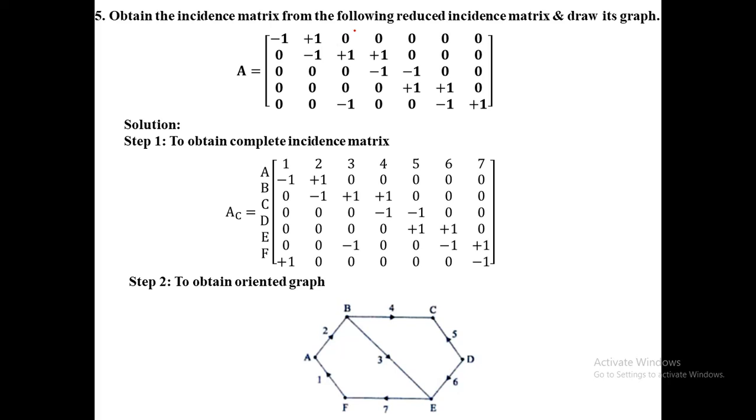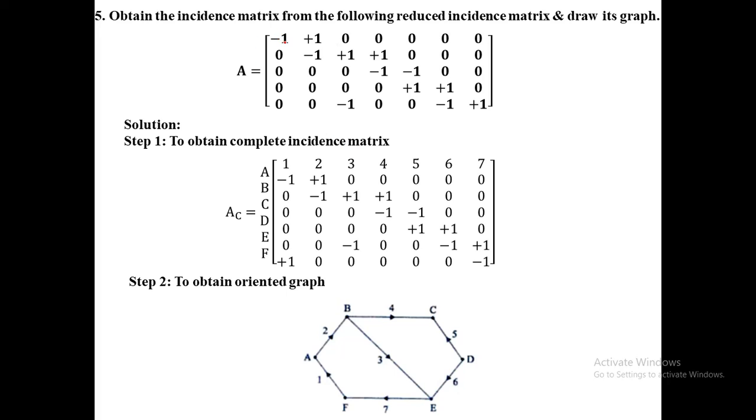Obtain the incidence matrix from the following reduced incidence matrix and draw its graph. This is the reduced incidence matrix. We have to create the complete incidence matrix. It is having 2, 4, 5 rows. We have to create the 6 rows and then same 7 branches. First we have to check the first column value. Here sum of first column value, it should be 0 only, which satisfies the complete incidence matrix.